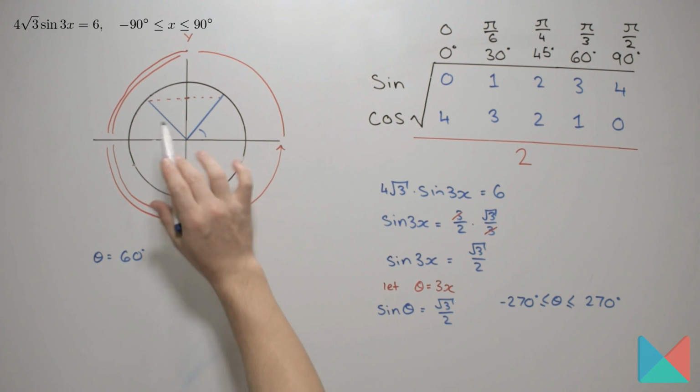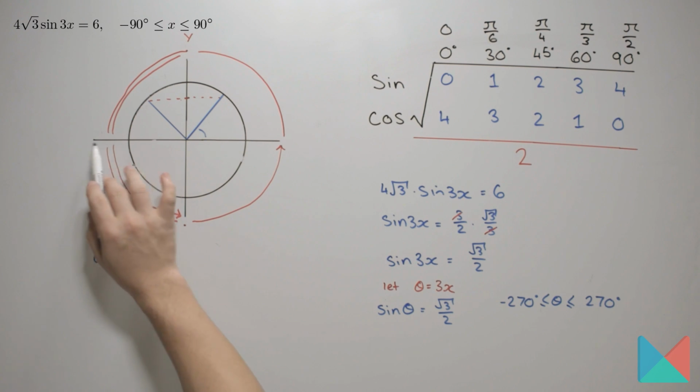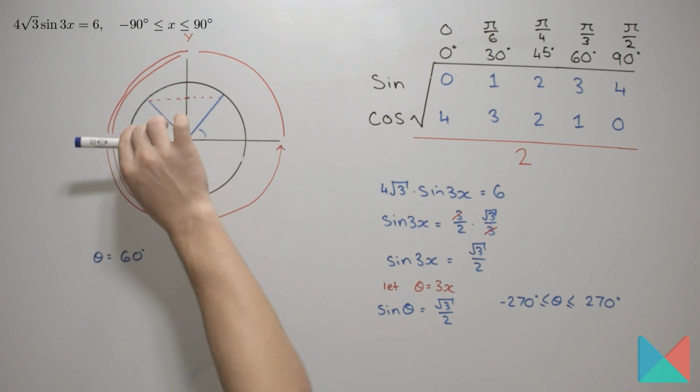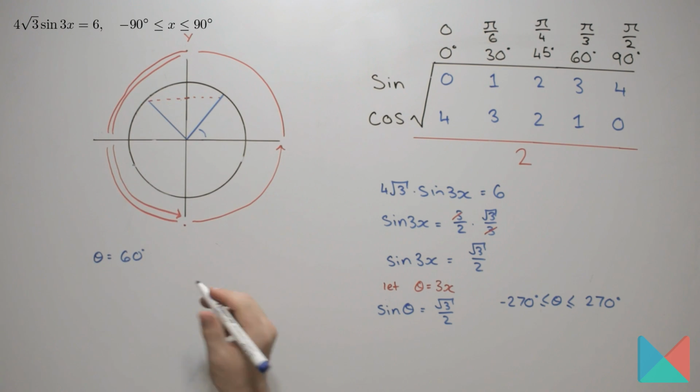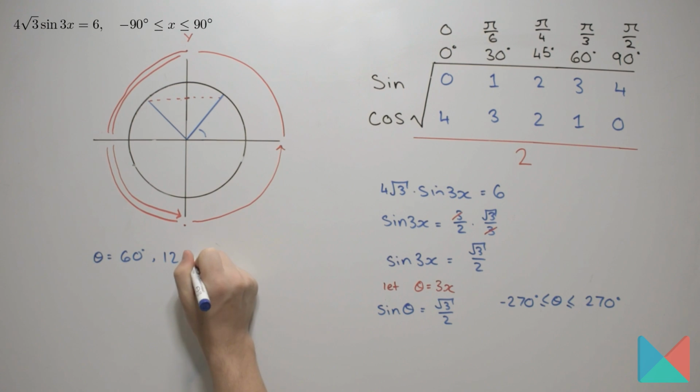Now to find our angle in the second quadrant, we know that this angle here is 180 degrees. So we start at 180 and subtract 60 and we get 120 degrees. So our next angle is going to be 120 degrees.